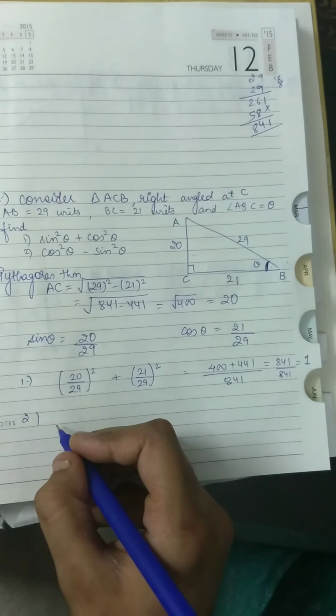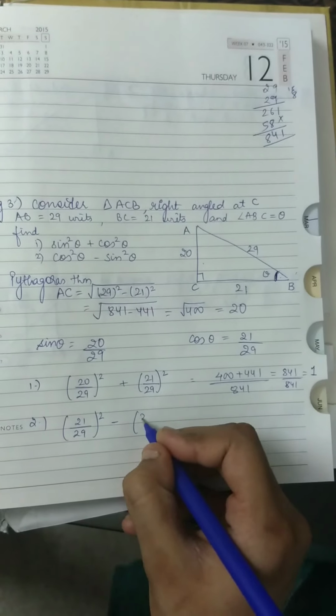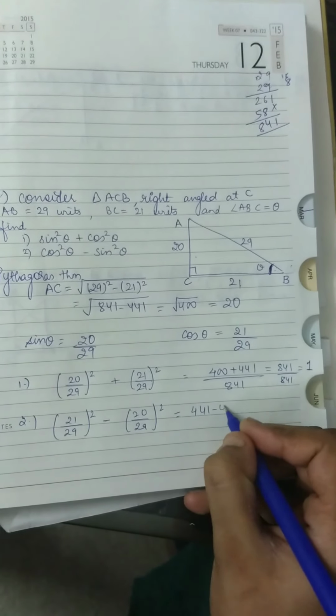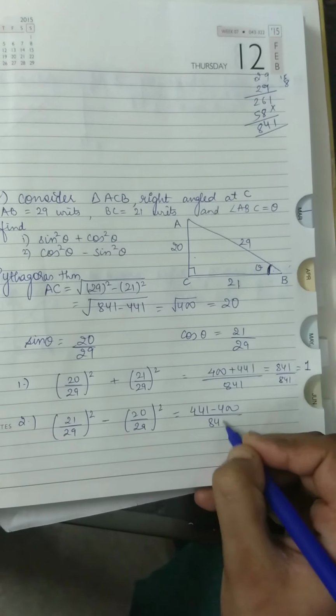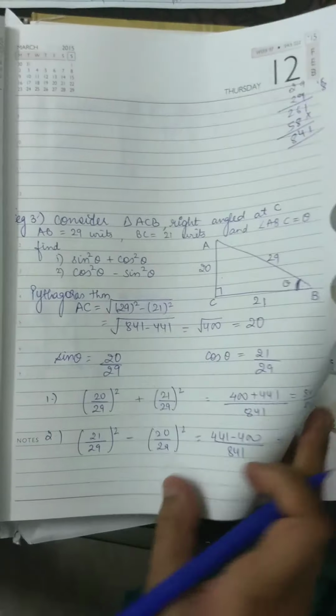Second, cos square theta minus sine square theta. 21 upon 29 whole square minus 20 upon 29 whole square. So 441 minus 400 upon 841. So this gives us 41 upon 841.